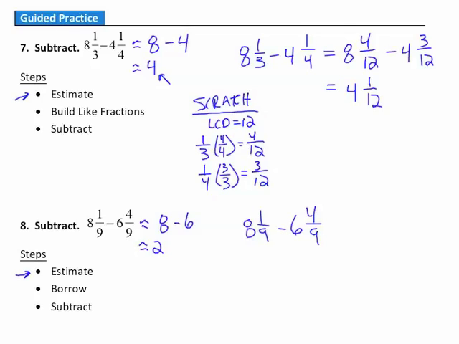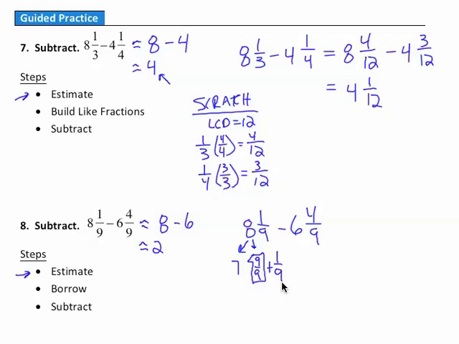Now let's get our actual answer. Well, in this problem, we're trying to take 4/9 away from 1/9. Those are like fractions, but I'm not going to be able to do that, so I'm going to need to borrow from the 8. So I'm going to borrow 1 from the 8, which is going to make it a 7. That 1 that I borrow, I'm going to write as a fraction. Since my denominators are already 9, I'm going to write that fraction as 9/9.